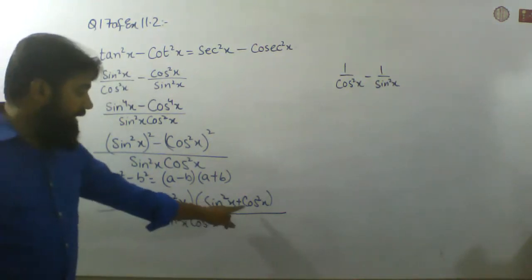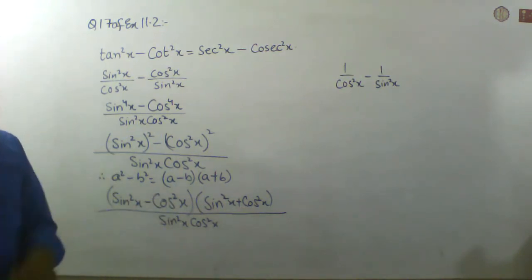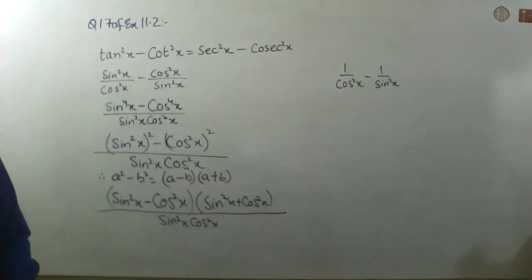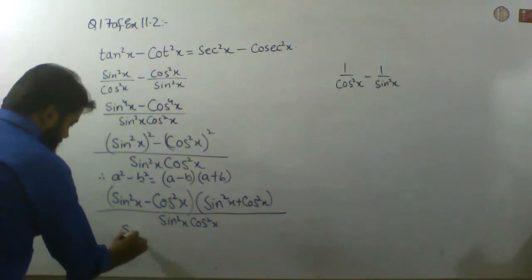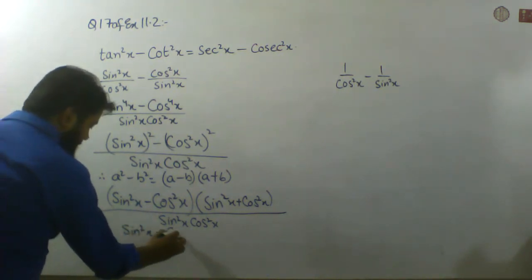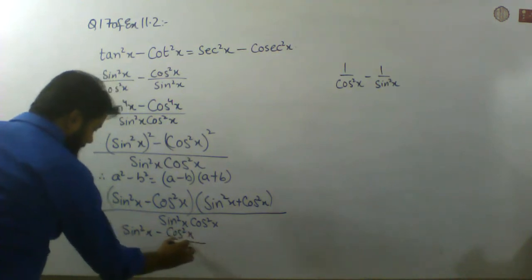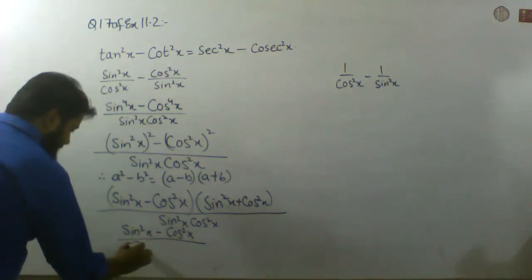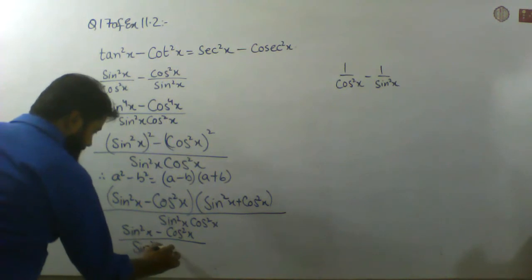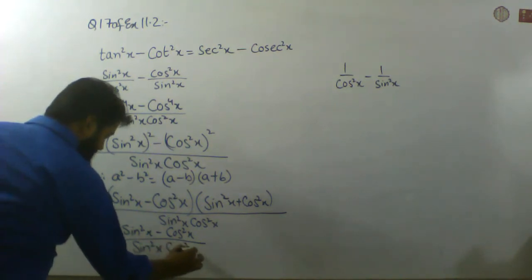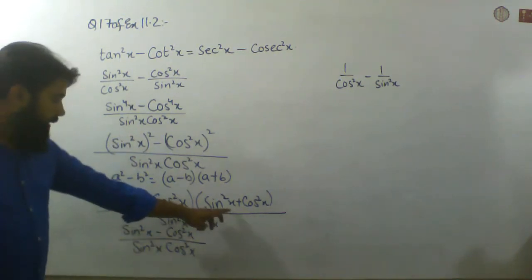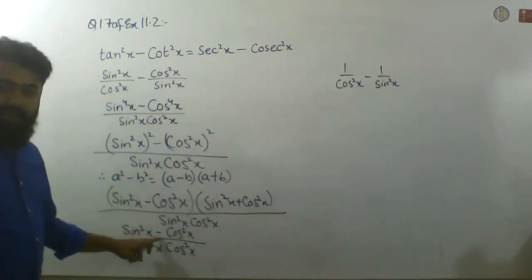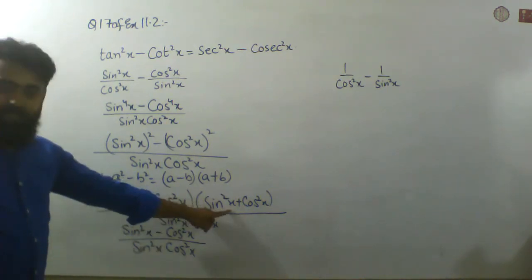Now sin square x plus cos square x equals 1. So when I simplify it, this will become sin square x minus cos square x upon sin square x cos square x, and this other thing is now 1. So this is 1 multiplied by this thing written like this. Now I'm not going to mention this part.